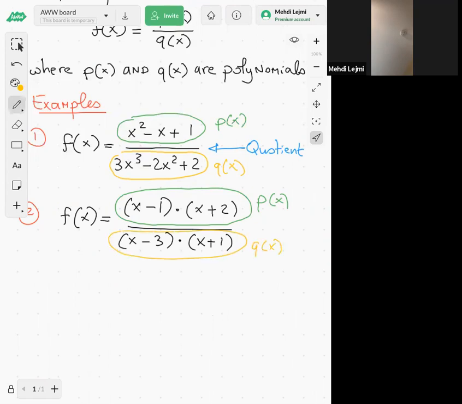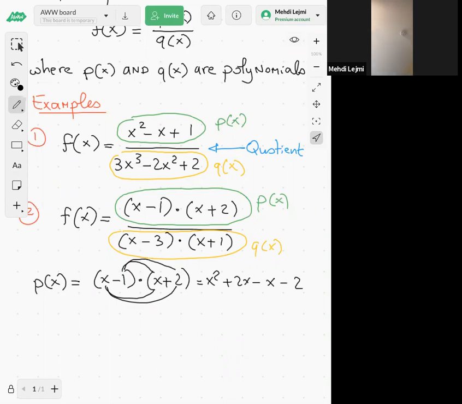If you take p of x, which is x minus 1 times x plus 2, and distribute, x times x is x squared, x times 2 is 2x, minus 1 times x is minus x, and minus 1 times 2 is minus 2. So when you distribute, you get a polynomial of degree 2. And the same for q of x.